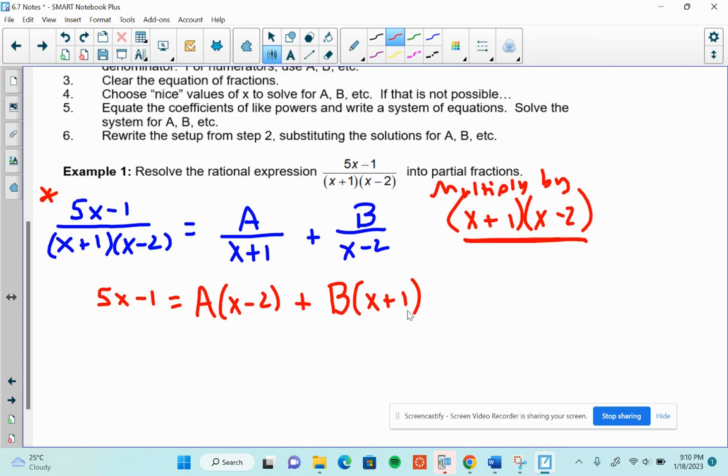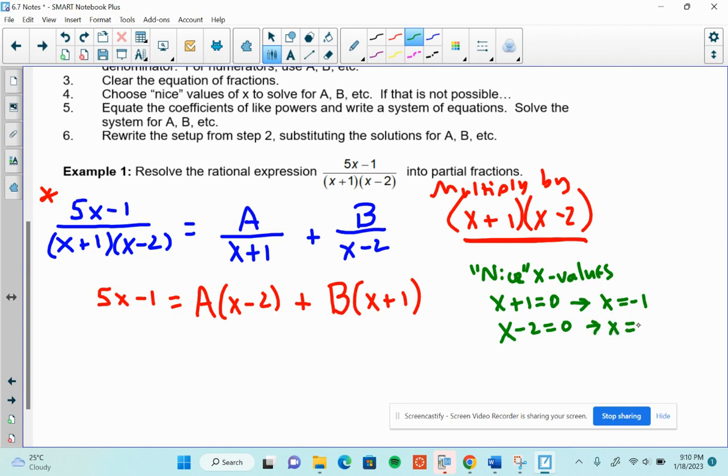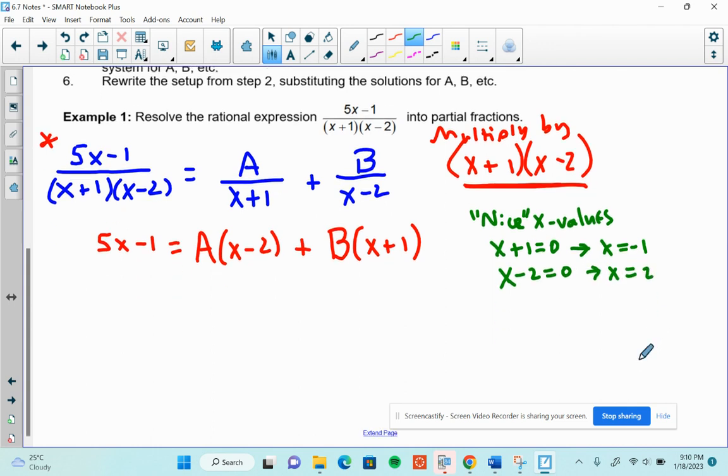Okay, now we're going to choose nice values of x to solve for a and b. We only have a and b to work with. So what are the nice values of x? Well, the nice x values, we'll put quotes around that, are going to be the ones that make these factors equal to 0. So if x plus 1 equals 0, we have a nice x value. And if x minus 2 equals 0, we have another nice x value. Okay, what we're going to do is plug those in.